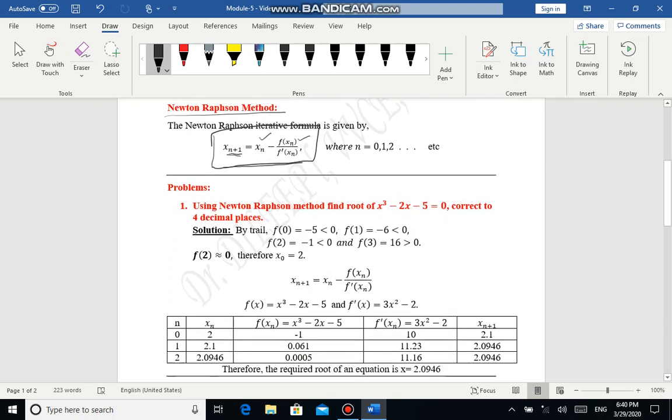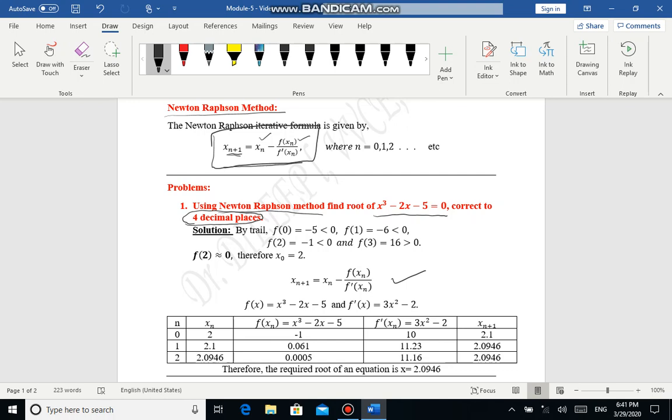Here is an example of an algebraic equation: x cube minus 2x minus 5 is equal to 0. We need to find a root of this equation using the Newton-Raphson method, and in this particular problem I mentioned 4 decimal places, so I want the final answer in 4 decimal places. For that, we first need to fix the calculator to 4 decimal places. Now consider the Newton-Raphson iterative formula. Here the requirement is x n, f of x n and f dash of x n.